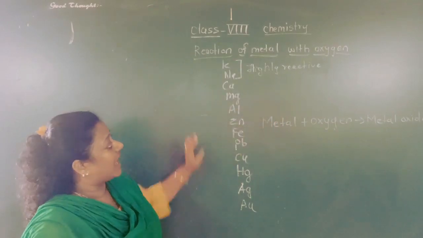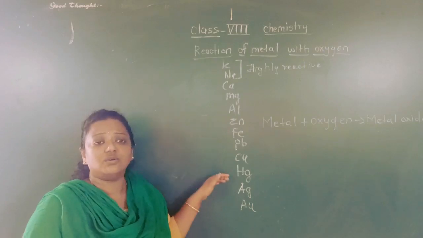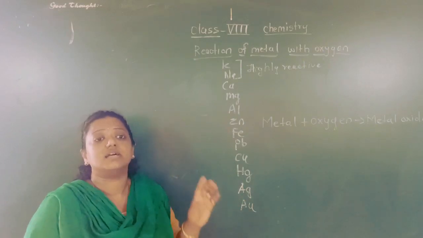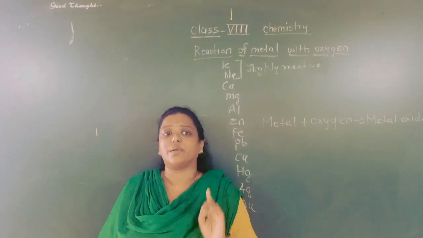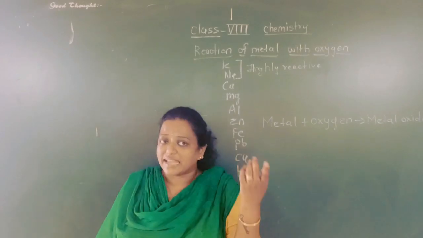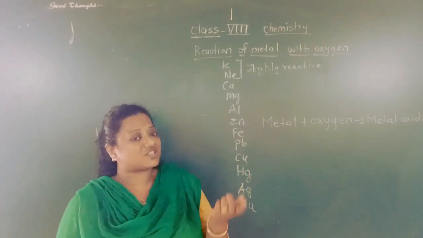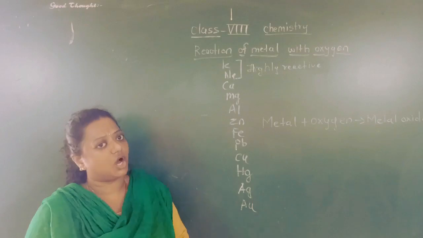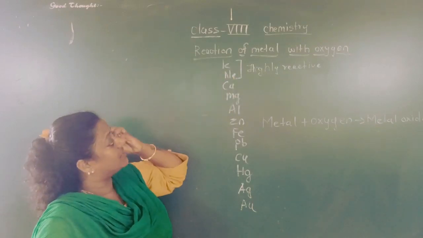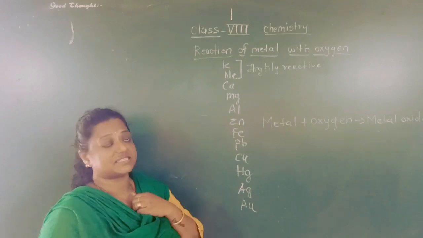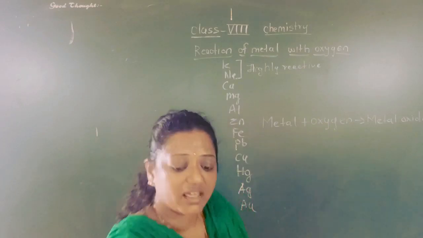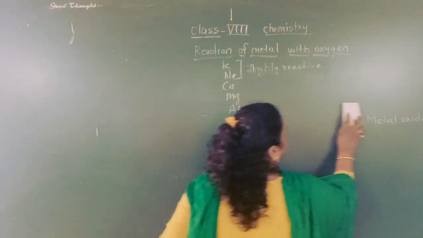Now we will see, as we go down, how the metals react with oxygen. Some metals do not need any external heat to be supplied. Because of their highly reactive nature, they can catch fire easily and form the oxides. Out of the reactivity series, the metals at the top, that is potassium and sodium, react vigorously with the atmospheric oxygen.